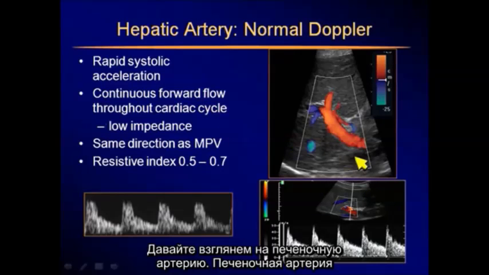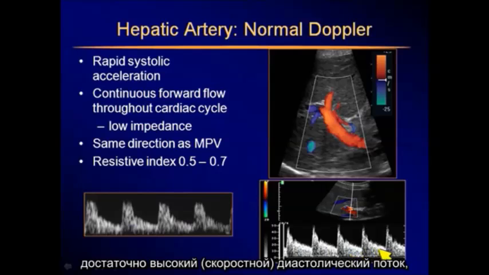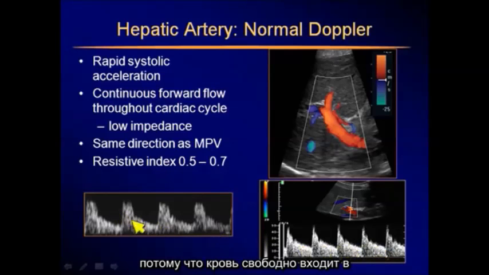The hepatic artery, now let's look at the hepatic artery. The hepatic artery typically has a very rapid systolic acceleration. It's a nice arterial pattern. It has continuous forward flow of blood into the liver throughout the cardiac cycle. So it has a low resistance pattern. In other words, fairly high diastolic flow, because blood freely enters the liver.